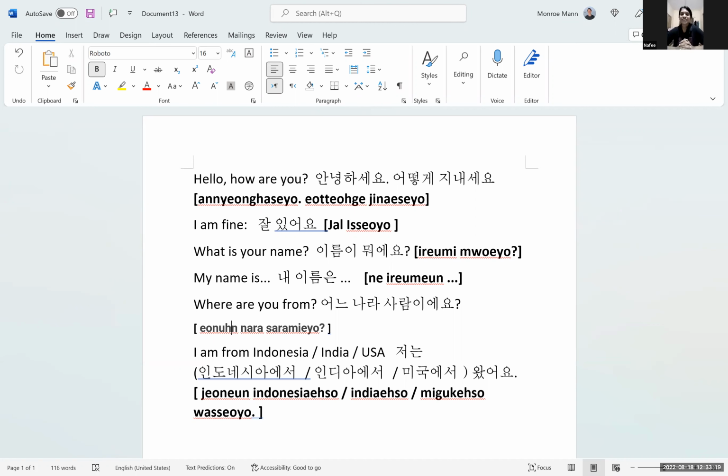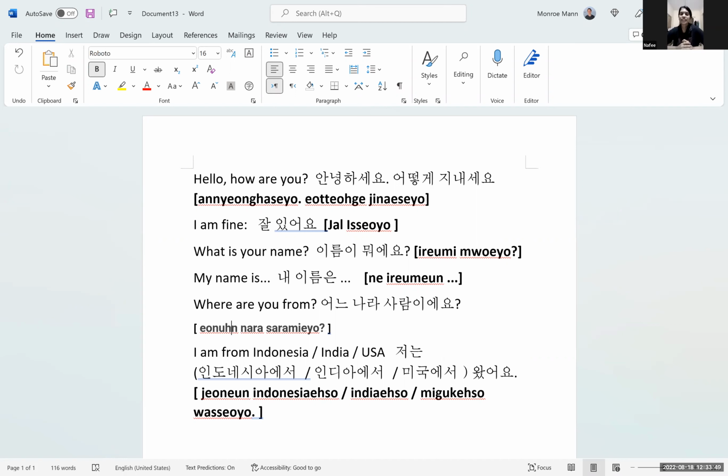안녕하세요. 어떻게 지냈어요? 잘 있어요. 이름이 뭐예요? 내 이름은 베티. 어느 나라 사람이에요? 저는 인도네시아에서 왔어요. Good. Again? Nafi, you ask again to Betty.